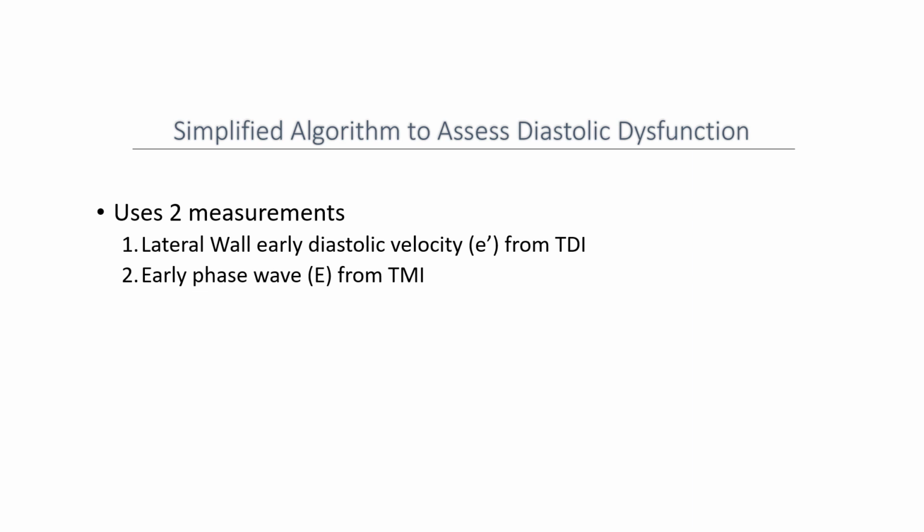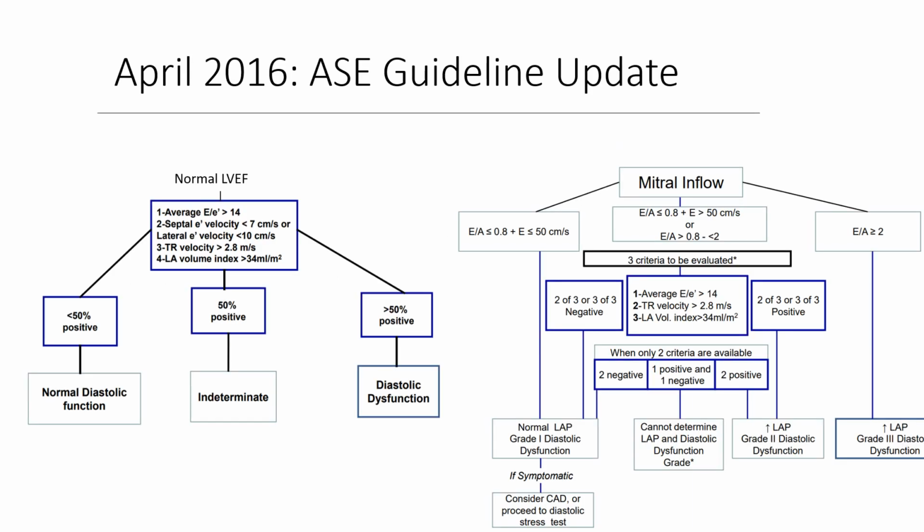When it comes to the perioperative assessment of diastolic dysfunction, some years ago, a group of authors proposed a simplified algorithm using only 2 measurements: the lateral wall early diastolic velocity, the E prime, and the early phase E wave from the transmitral inflow. And they found that it was a lot easier than the algorithm from the ASE that we talked about. So we had only looked at the normal LVEF. This on the right here is for patients who do not have a normal LVEF.